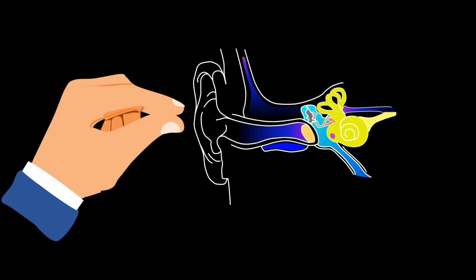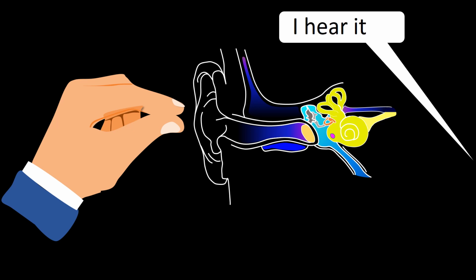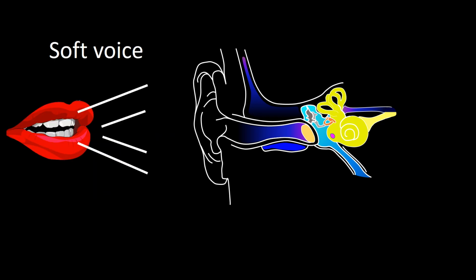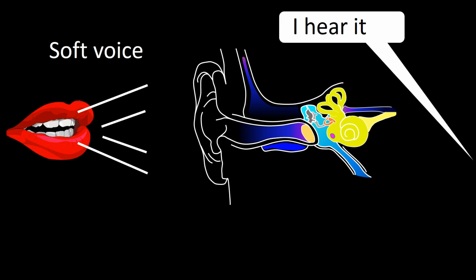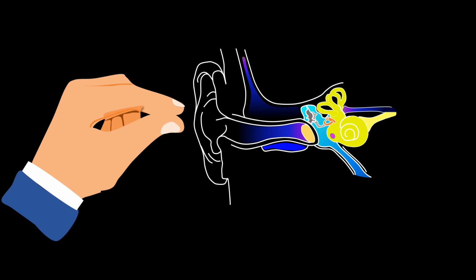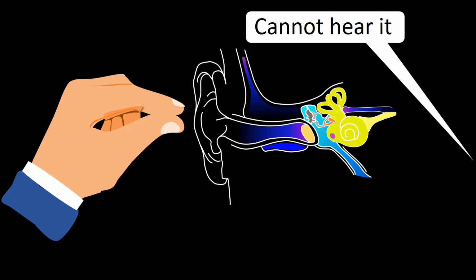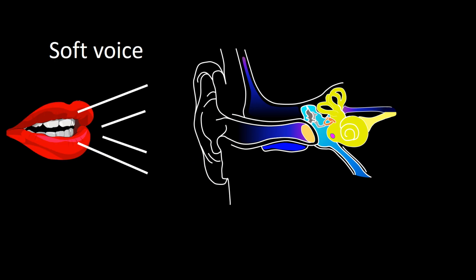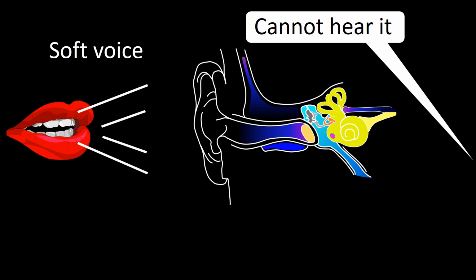The first thing I like to do is to rub my fingers close to the patient's ear. Normally, the patient should hear it. The same goes for soft sounds. They should be able to hear it well. If abnormal, rubbing the fingers cannot be heard, and soft voice neither.